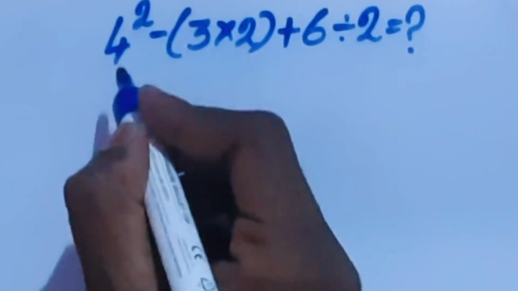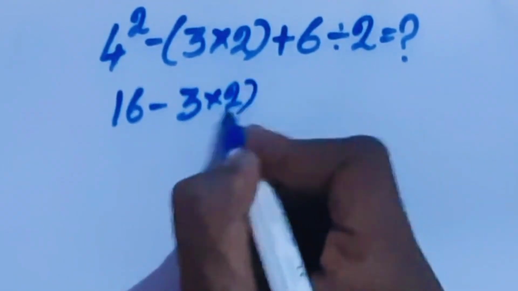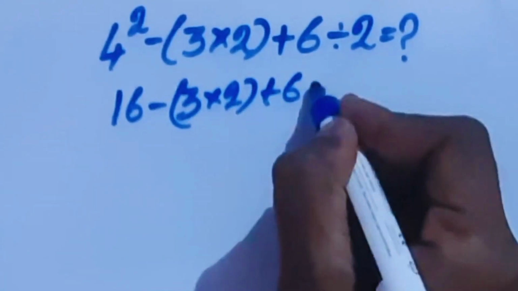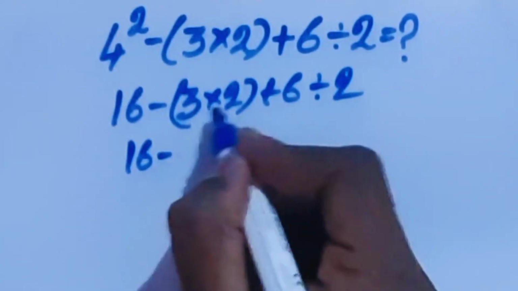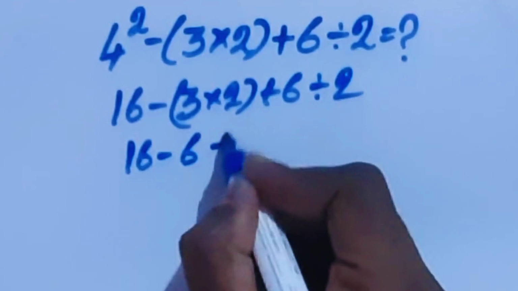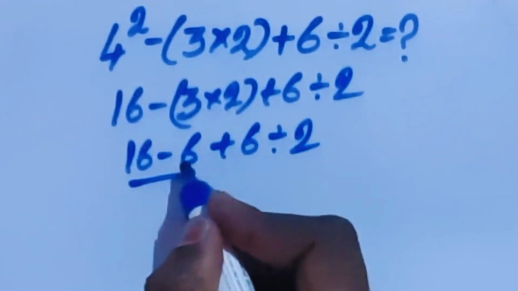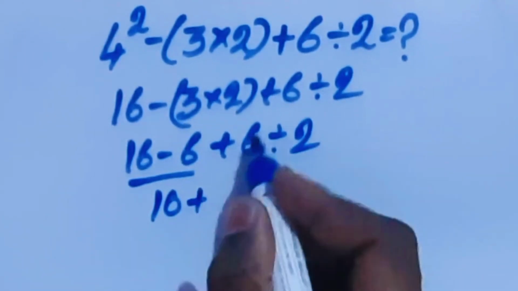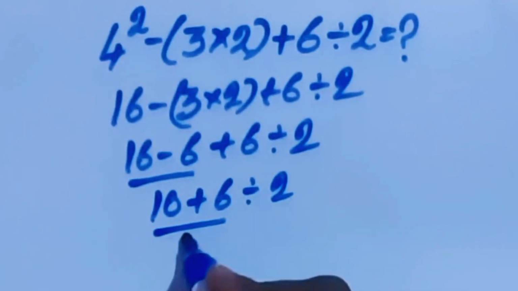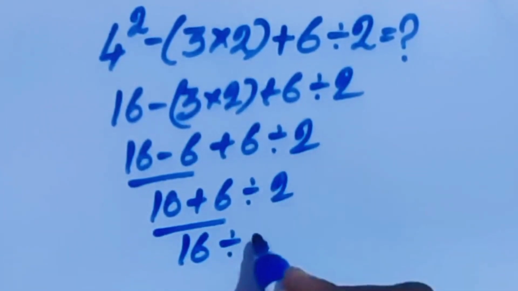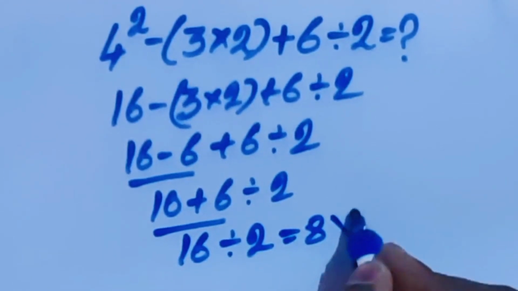Here, 4 square is 16 minus 3 times 2 in bracket plus 6 divided by 2. Here, 16 minus 3 times 2 is 6, plus 6 divided by 2. Here, 16 minus 6 is 10, plus this 6 divided by 2. Here, 10 plus 6 is 16, divided by this 2. Here, 16 divided by 2 is 8, which is the wrong answer.